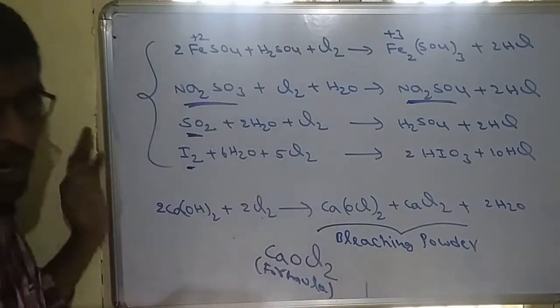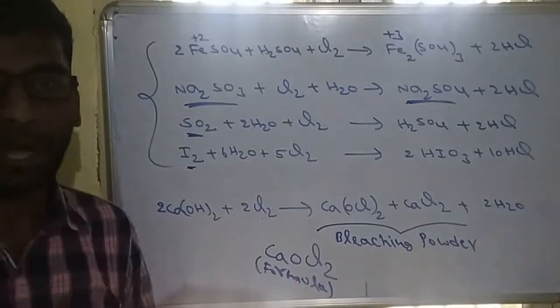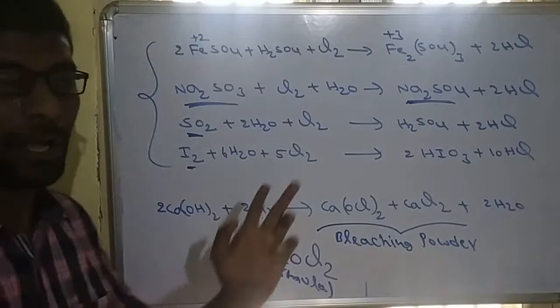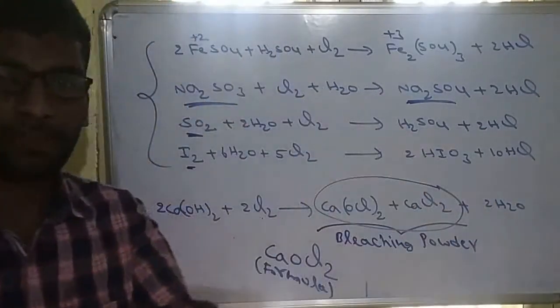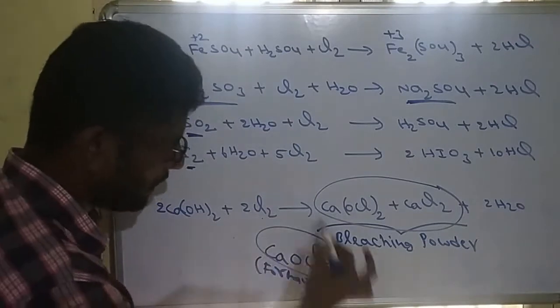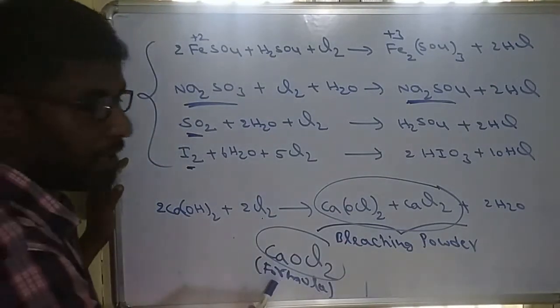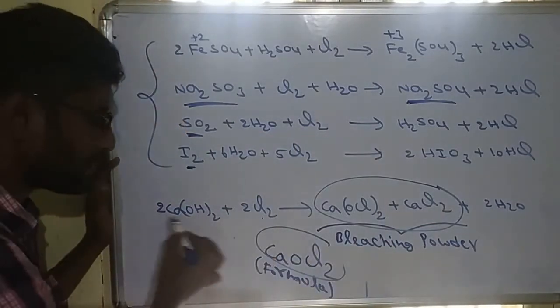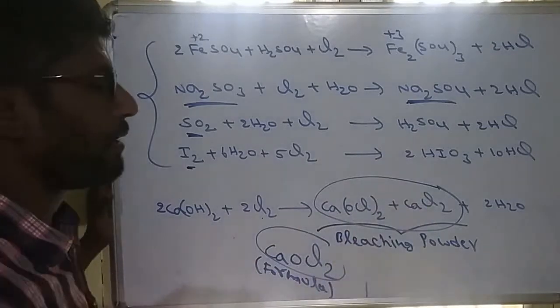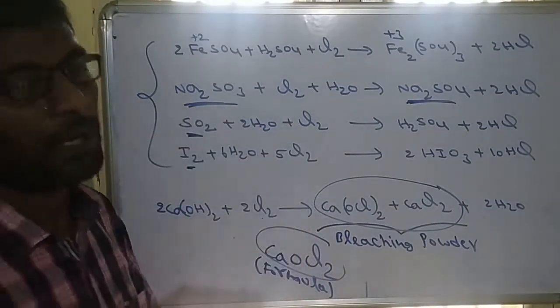So this is the formula of bleaching powder, whereas this total is called the composition of bleaching powder. Sometimes they will ask composition, and composition means mixture. Sometimes they will ask formula, and formula is nothing but calcium oxychloride, CaOCl2. So when chlorine gas is passed through calcium hydroxide, we get bleaching powder. All these are the properties of dichlorine.